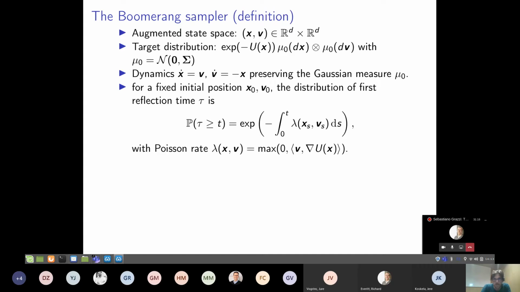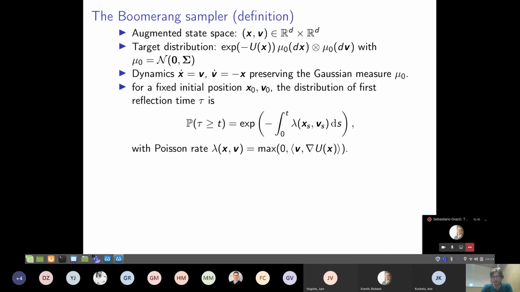This is the first event time of an inhomogeneous Poisson process with rate lambda. And lambda in this case is given by the maximum of 0 and the inner product between the velocity and the gradient of the potential function. So it's quite similar to the bouncy particle sampler, but in this case, U is the potential function relative to a Gaussian reference measure. And here you can also see the momentum.